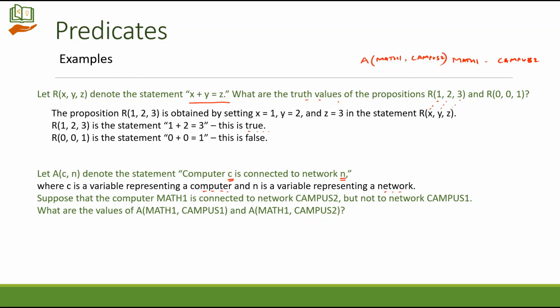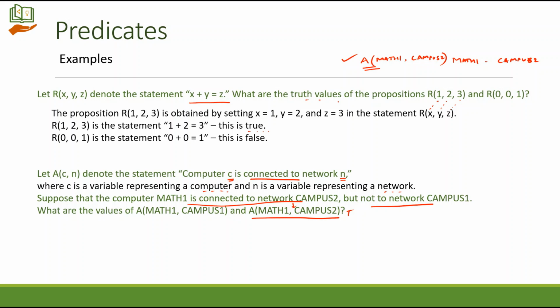Suppose that the computer Math 1 is connected to network campus 2 but not to network campus 1. Now what are the values of A of Math 1, campus 1 and A of Math 1, campus 2? This is what they have defined, stating that Math 1 is connected to campus 2. But here A of Math 1 comma campus 1 can be translated as computer Math 1 is connected to network campus 1.